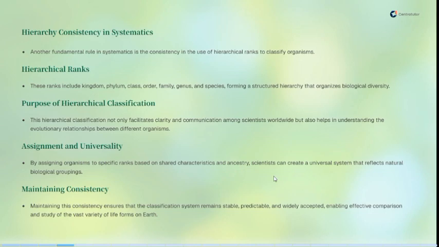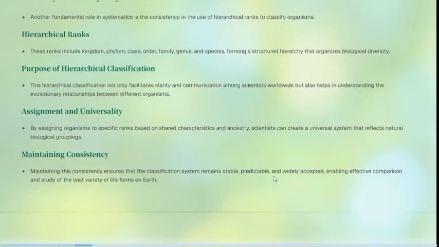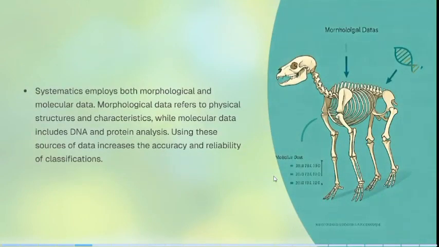So systematics makes use of the consistency rule and also hierarchical ranking. Systematics employs both morphological and molecular data, which I stated earlier. Morphological data refers to physical structures and characteristics that I mentioned before, and molecular data means things like DNA and protein analysis. Using these sources of data increases the accuracy and reliability of systematic classification.